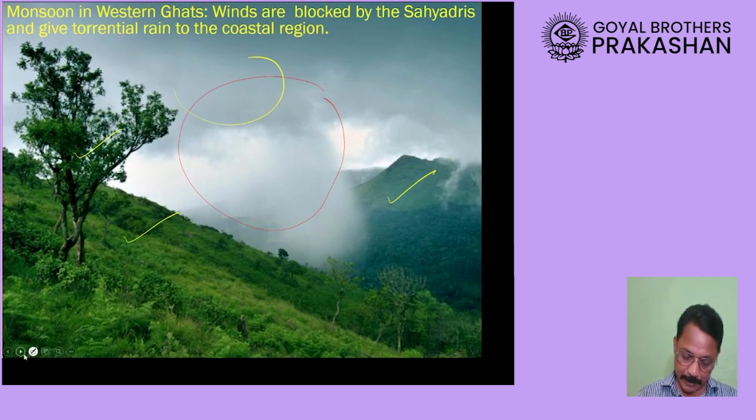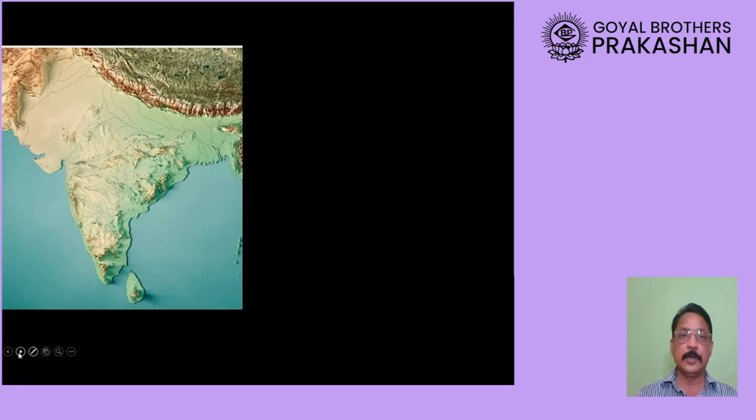Very good. Okay, so now let us see the next picture over here. This is the three-dimensional photograph of India. Here is this Western Ghat on the left hand side. That is Western Ghat. This is Arabian Sea, and you will find here a very small mountain range.